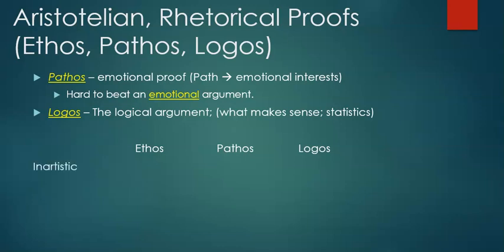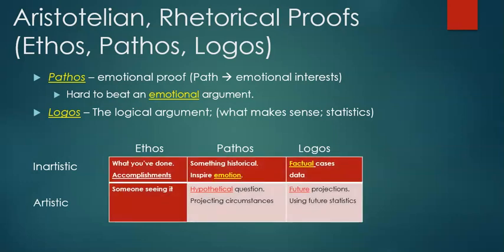So let's look at ethos, pathos, and logos with regard to artistic and inartistic proofs. And here's the chart. Anything that's inartistic is real. So credibility or ethos: real things that you've done that give you credibility, your accomplishments. Inartistic or real things that might inspire emotion or pathos: something historical, something that's happened in your past that inspires real emotion. Logos or information: things that are real, factual cases, data that prove what you're trying to persuade people about.